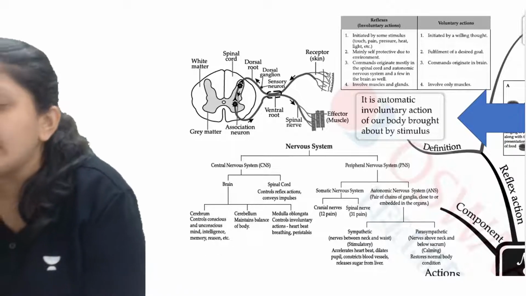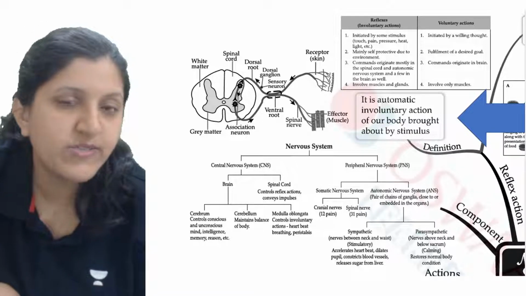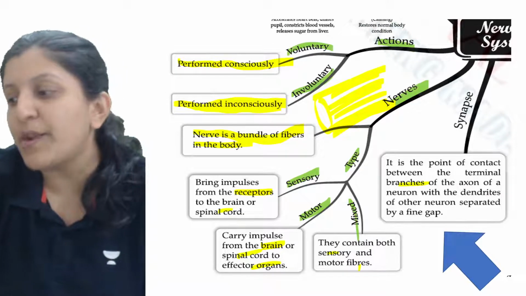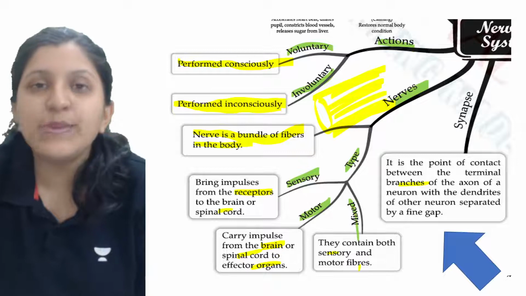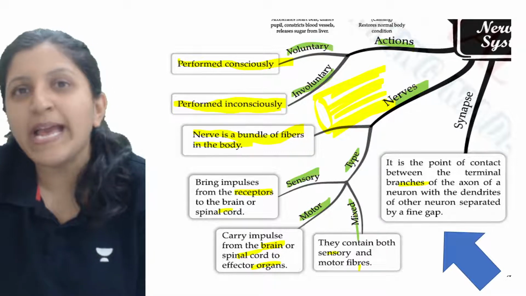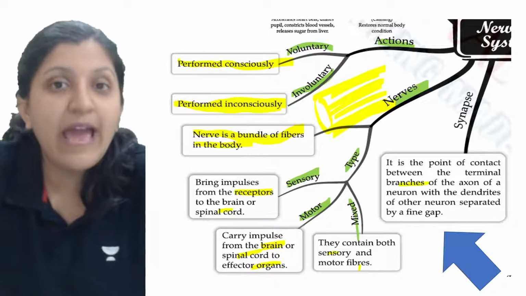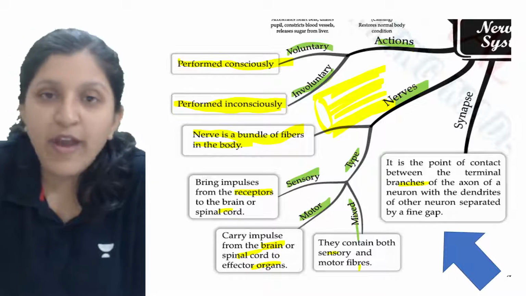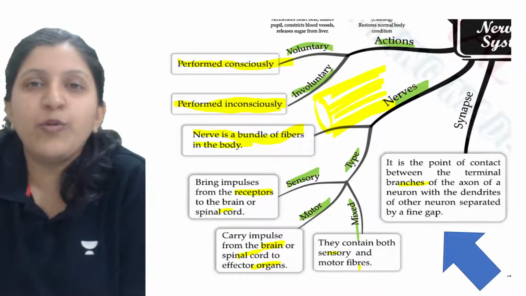Yes, so it is basically a point of contact you can mention. The junction also is fine, but specifically try to use the words which are mentioned in your book. That is mainly because they expect you to write certain keywords while writing your answers, and if you write those specific keywords, you are going to get full marks.